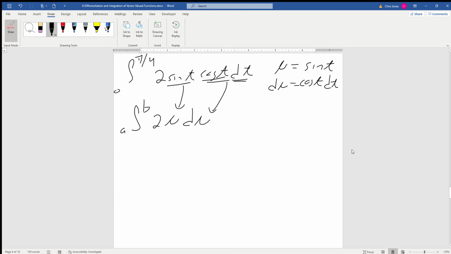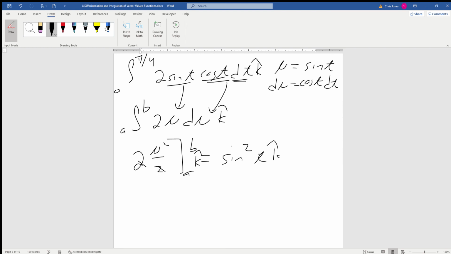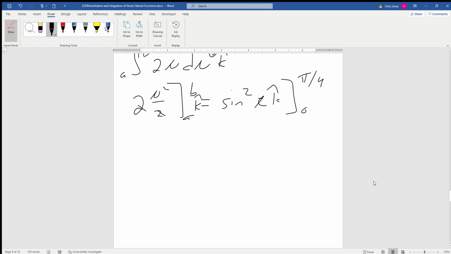We integrate this, so this becomes 2u squared over 2 by adding 1 to the exponent and dividing by the new exponent, from a to b, or just sine squared of t. And of course there's a k in this, similar to the previous. We're going to have our k in here, so I'm just squeezing it in here. And that's from 0 to pi fourths. And so eventually we're going to end up with sine squared of pi fourths minus sine squared of 0, k.